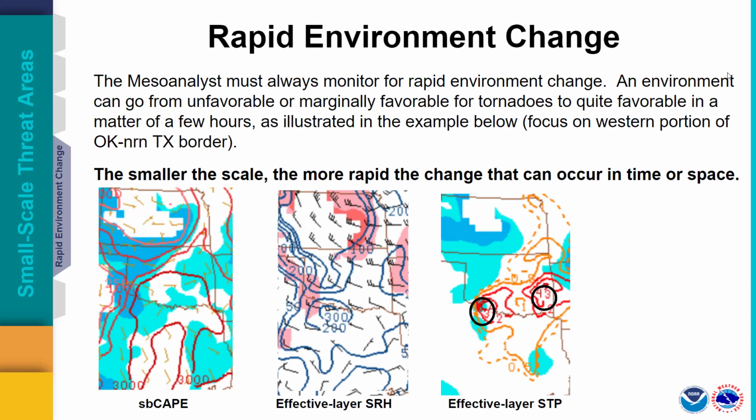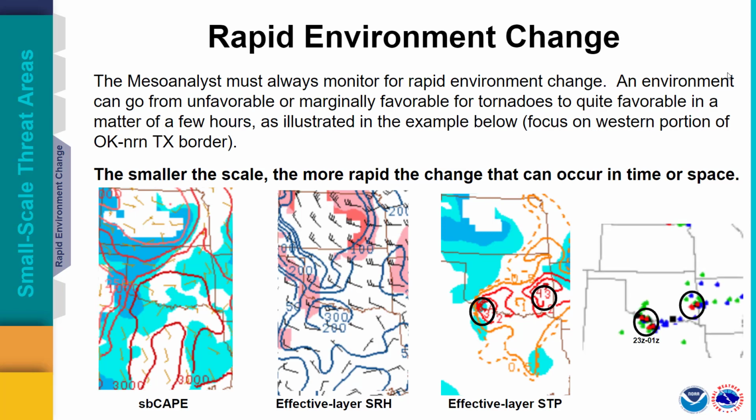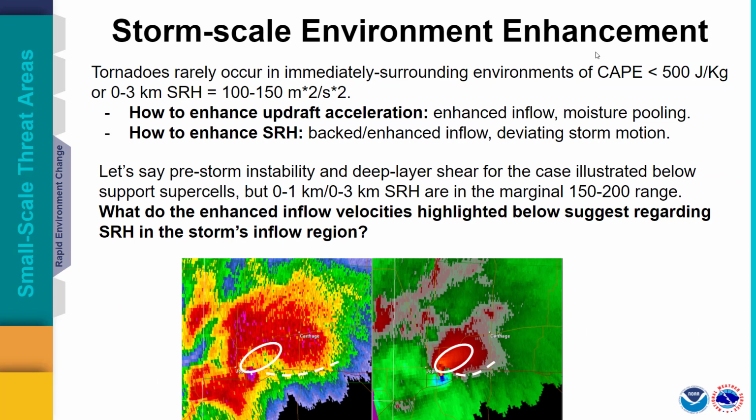It also occurs in southeastern Oklahoma. In both areas, we end up with high-end severe weather, including tornadoes. While tornadoes are, in general, a rare phenomenon, they are especially rare in areas where CAPE is less than 500 joules per kilogram or 0 to 3 kilometer SRH is less than 150 meters squared per second squared. Getting a surprise tornado in these environments requires storm scale enhancement to support tornadogenesis.